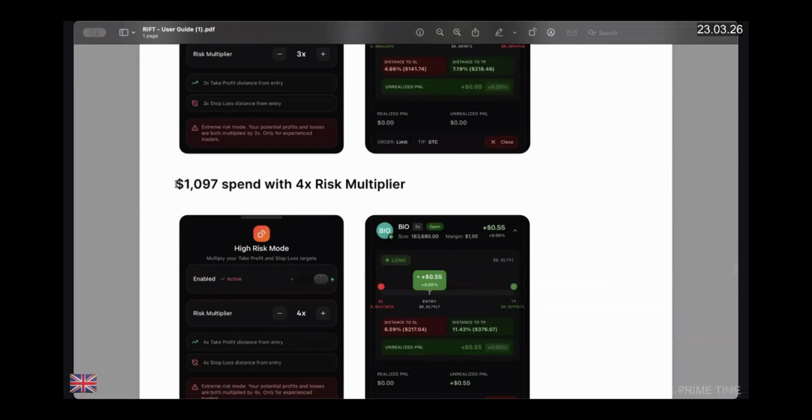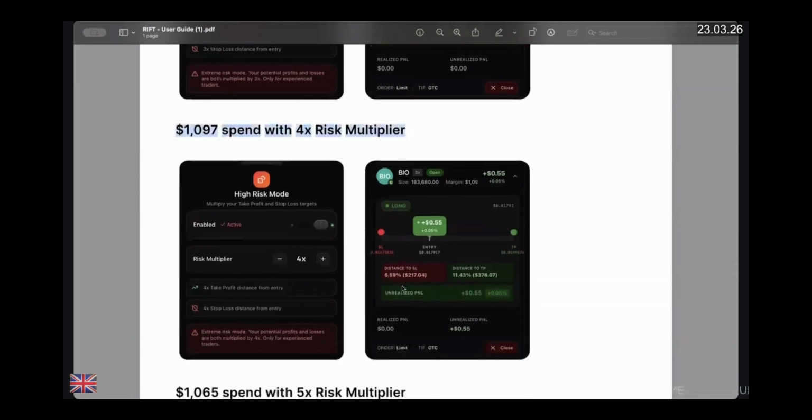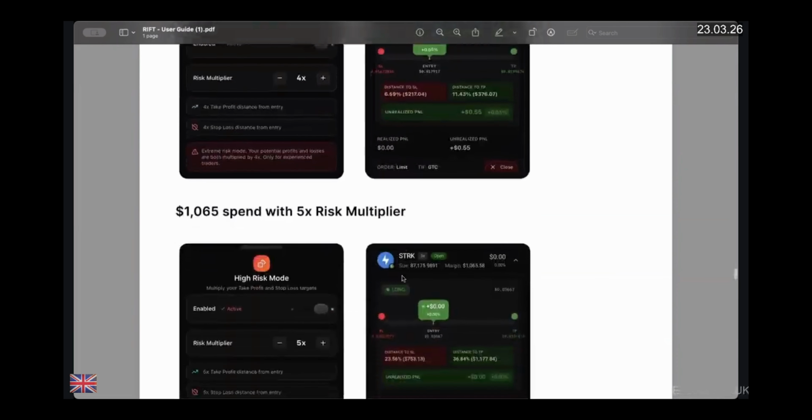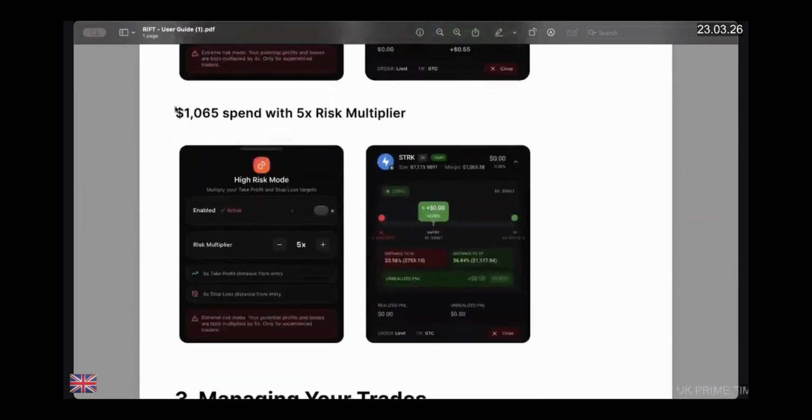Then we go with $1,097 spent with a 4x risk multiplier, which increases the stop loss point to $217 and the take profit point to $376. That's cool, because increasing the risk multiplier gives you the opportunity to make bigger profits, and if you do it with less leverage, that is a very win-win situation. And I think that would be a very smart way to snipe some profits.